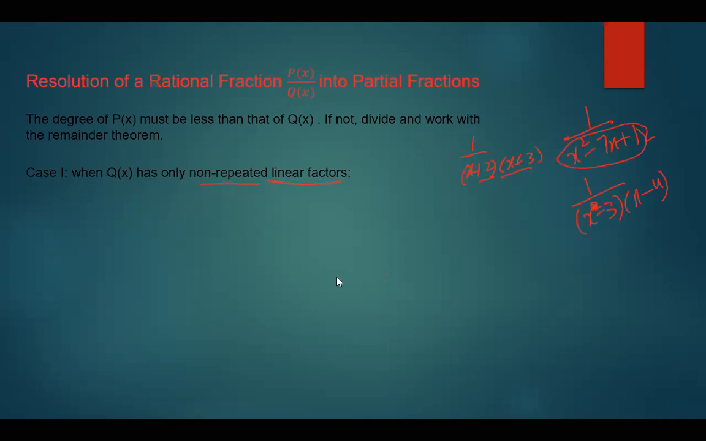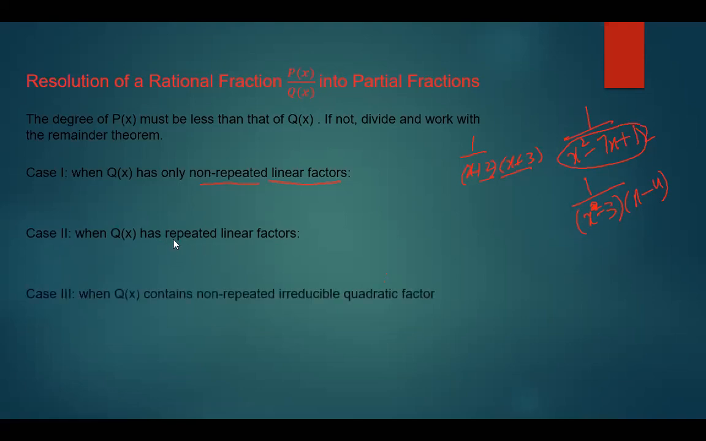And what was the second case? The second case is when Q of x has a repeated linear factor, meaning the factors are linear but now they are repeated. For example, 1 over x plus 2 whole square into x plus 3. Here x plus 2 is the factor which is repeated, meaning it has a square.